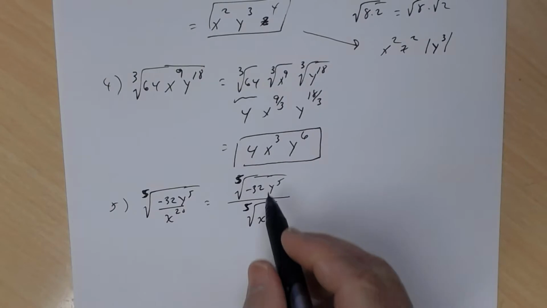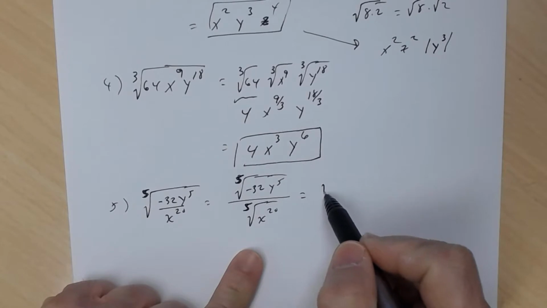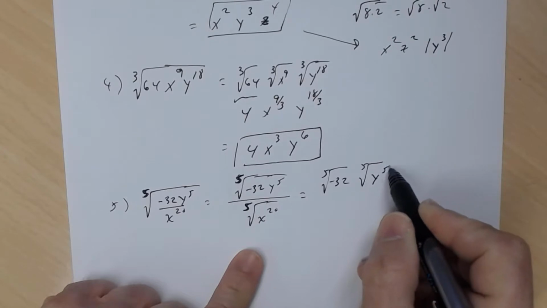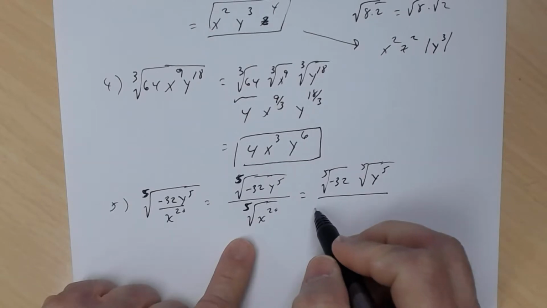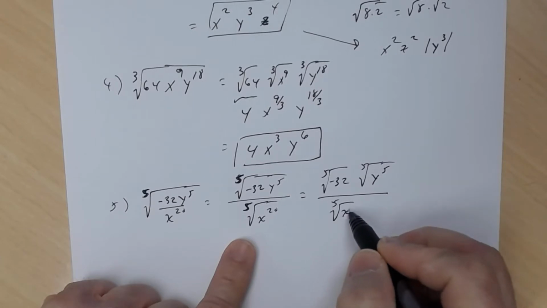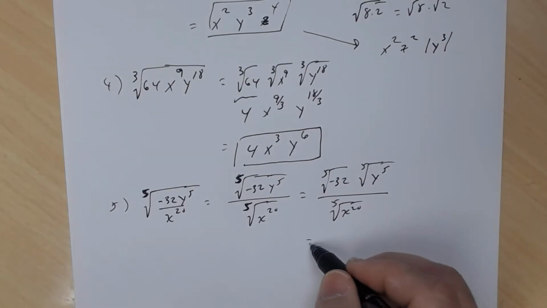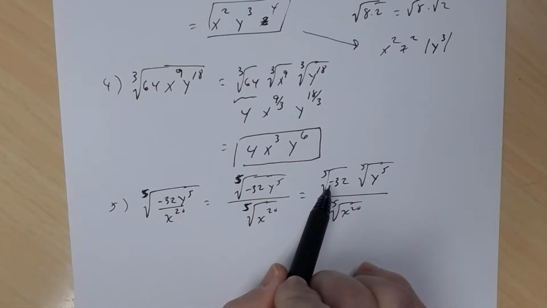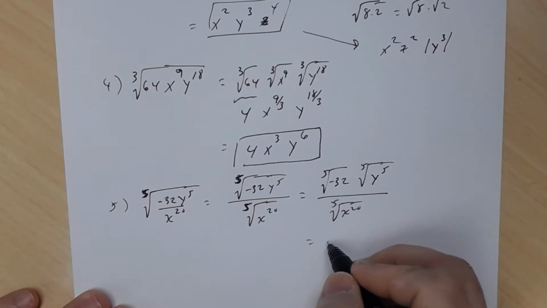Okay, so in the numerator, let's talk about the numerator. The numerator I can write as the fifth root of negative 32 times the fifth root of y to the 5th. The denominator, well, it's only one thing, so I'm just going to leave that alone for right now. I'm just trying to make these the same as these. Now remember the fifth root of negative 32, you're going to do it just like you did this one. What number times itself 5 times is negative 32? The answer is negative 2, so that's negative 2 right here.